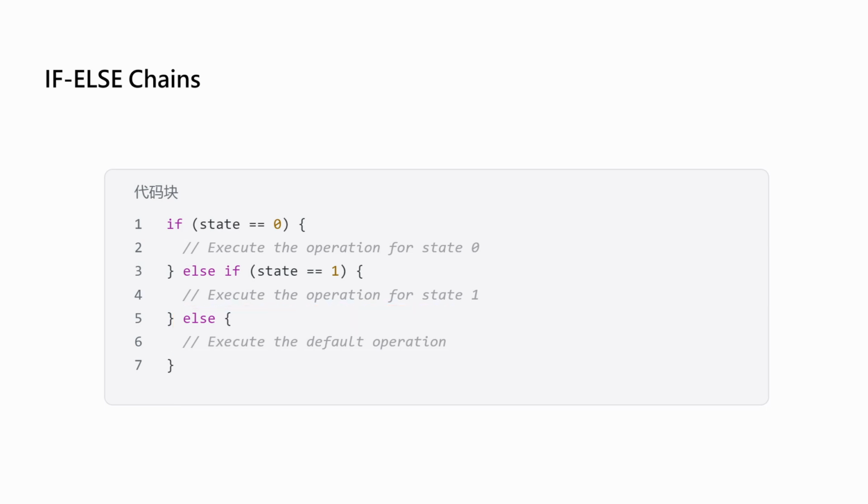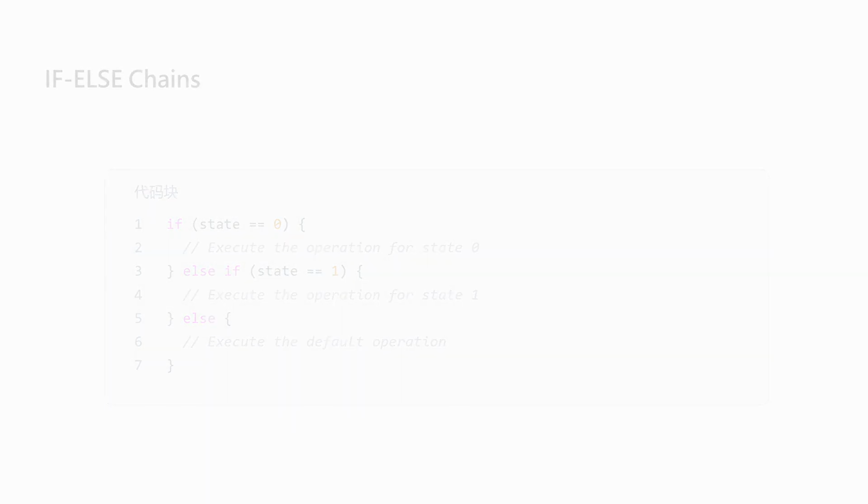This structure is simple and easy to understand when the number of states is small. But as the number of states increases, the code becomes longer and harder to maintain. Especially when more states need to be added, the if-else statements can become cumbersome.